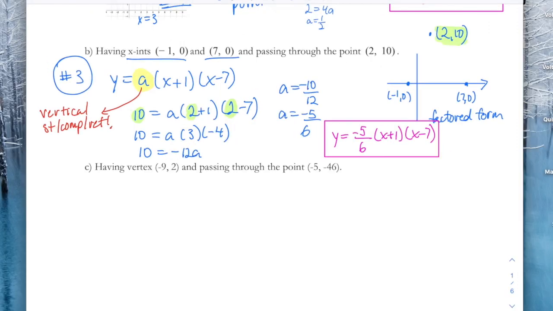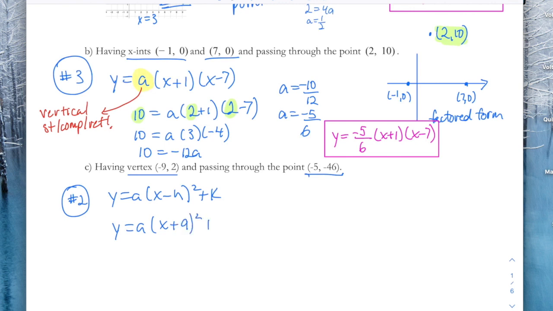Now when we look at C, C is actually exactly like part A, except we don't have a graph, like a picture to look at. But we do know that we're starting with a vertex and we have another point. So again, we're going to start with form number 2, y equals, and we are going to sub in what we know. Be careful with your sign here. That should be -9. And now we're going to sub in the point (-5, -46).